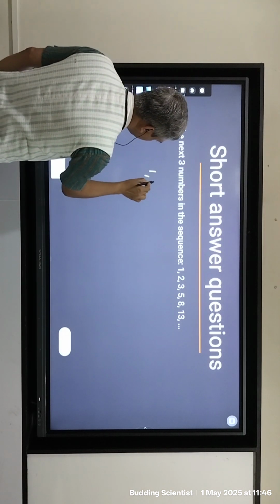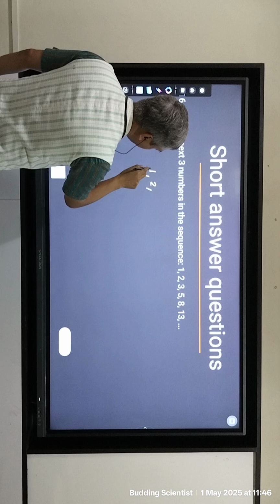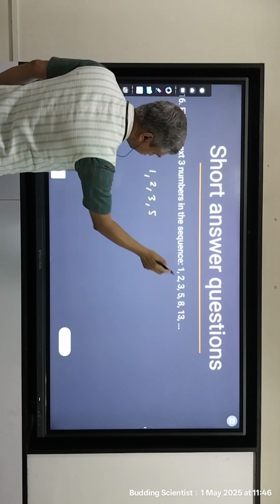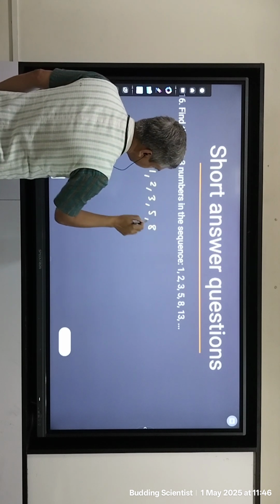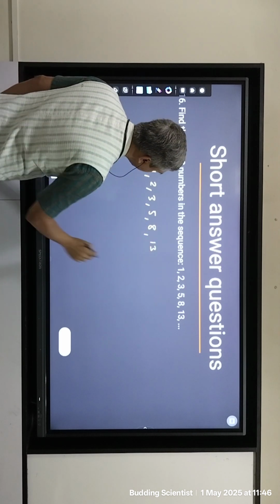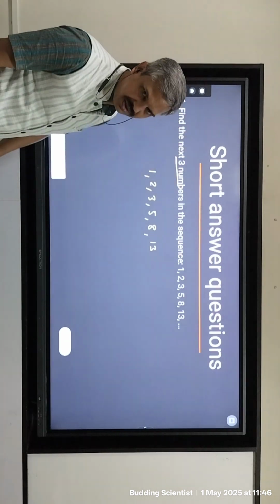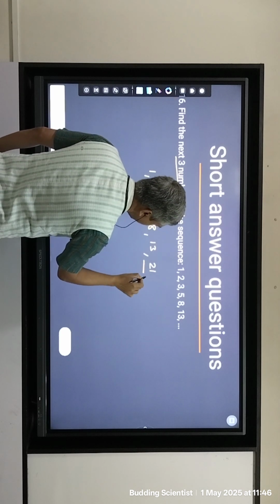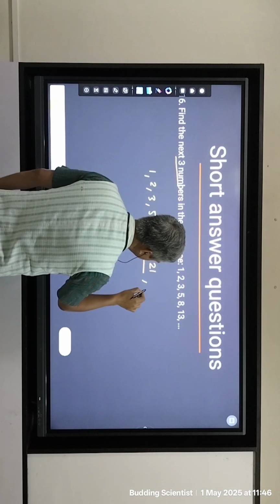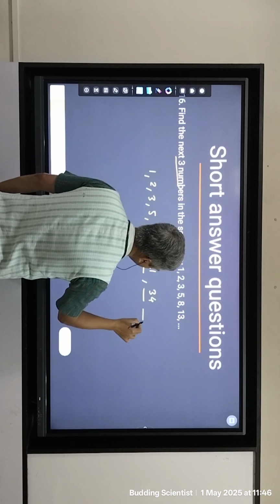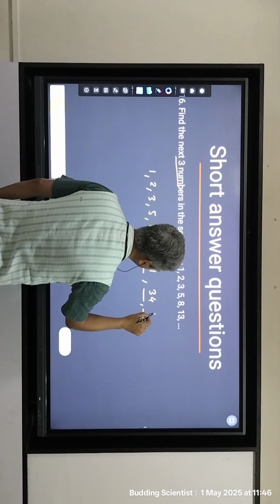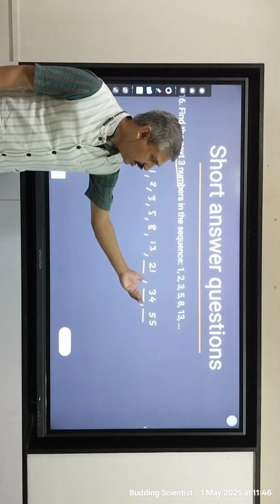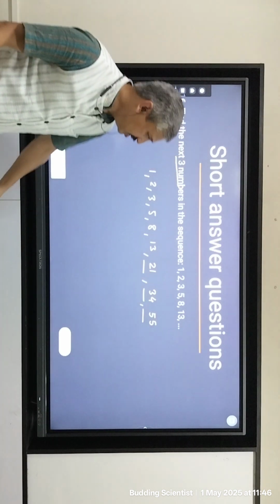First is 1, then 2, then we get 3 because the addition is 3. 1 plus 2 is 3. Then 2 plus 3 is 5. Then 3 plus 5 is 8. 5 plus 8 is 13. And we want to write the next 3 numbers. So 8 plus 13 will be 21. 13 plus 21 will be 34. And 21 plus 34 will be 55. This is what we get as the next 3 numbers of this series.